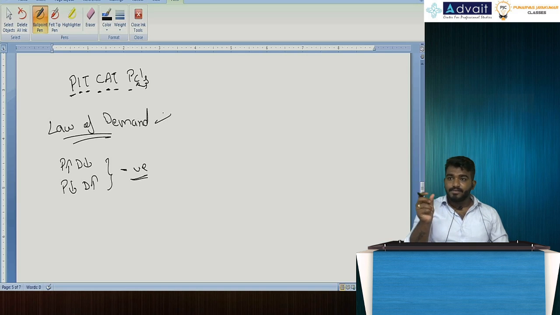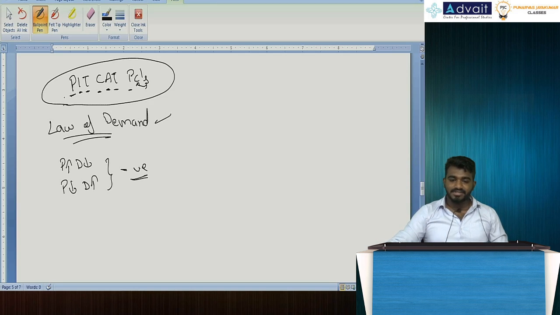There was one beautiful statement given. All things remain constant. What is that? In my PITCAT PC, except this first P, the rest of the elements, IT, CAT, PC's, everything is remaining constant. Only and only P is the variable factor. Whenever price increases, demand decreases. Whenever price decreases, demand increases. That is what my law of demand says.